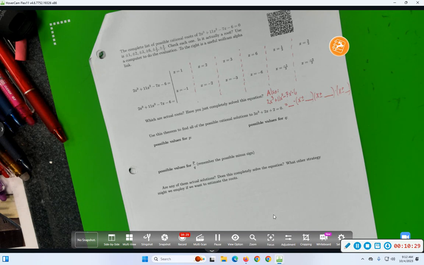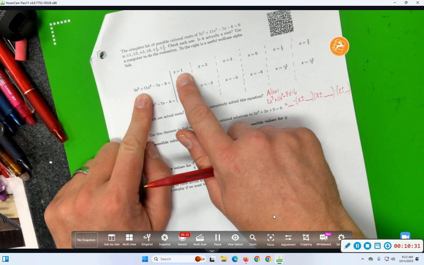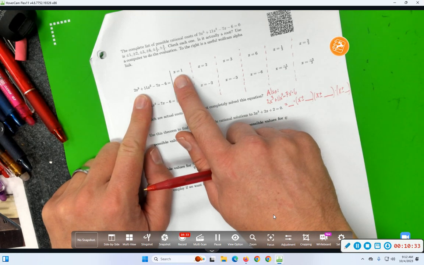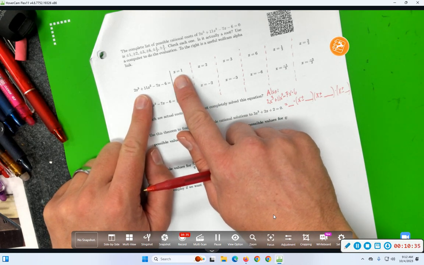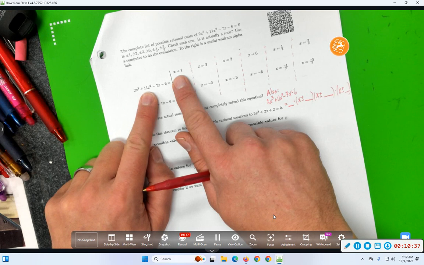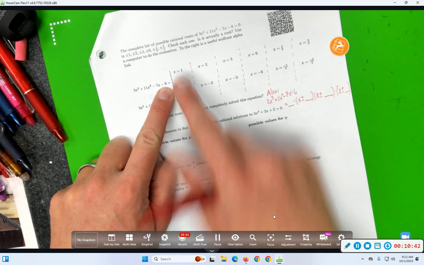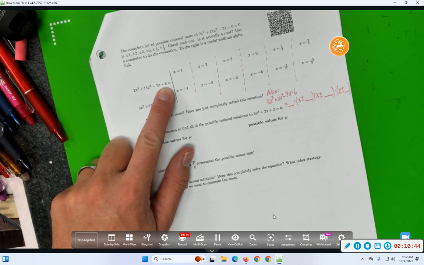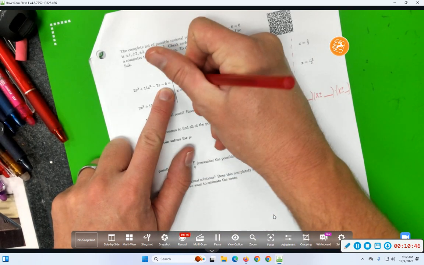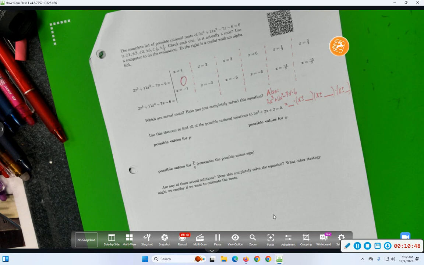Plugging in 1 is the easiest thing to do, right? Other than maybe plugging in 0. It'll be 2 plus 11 is 13, minus 7 minus 6. Does that total out to 0? All right. Have we just found ourselves a root? Yeah, cool. And we only expect there to be 3 roots. It's a degree 3 polynomial, so we're a third of the way done already.